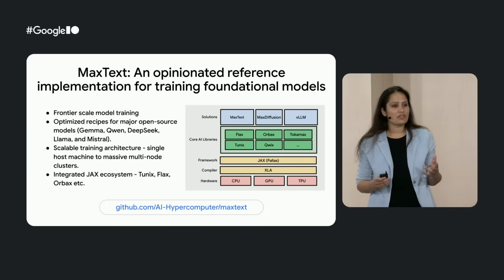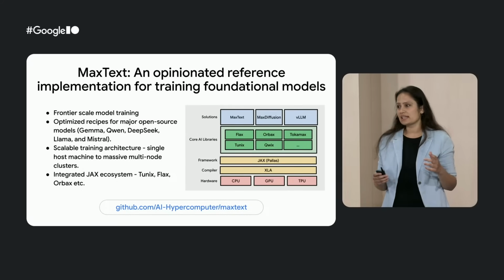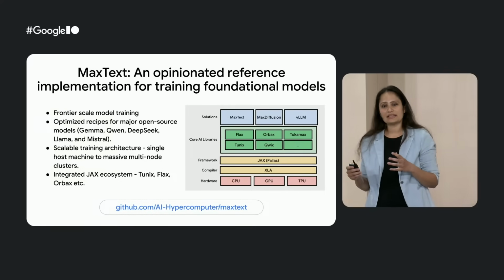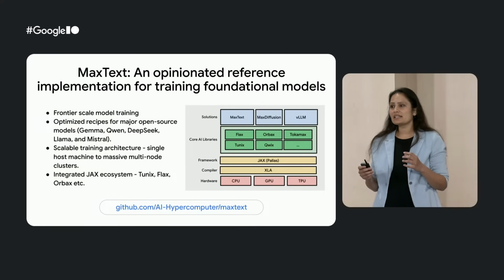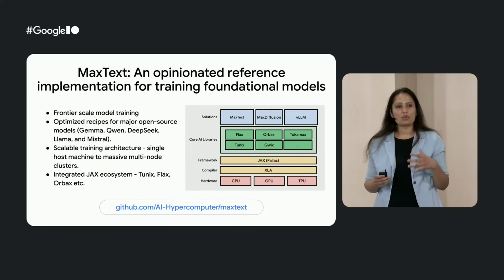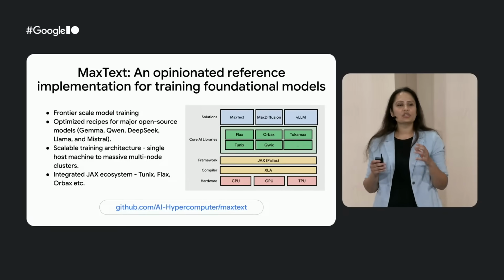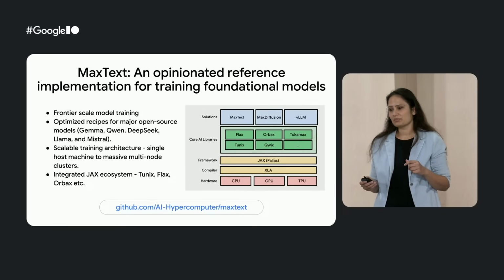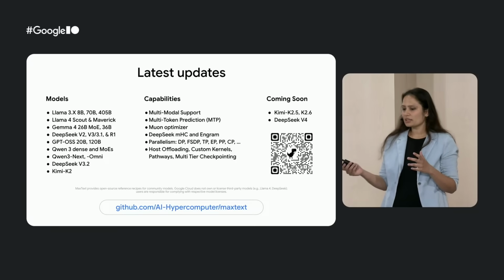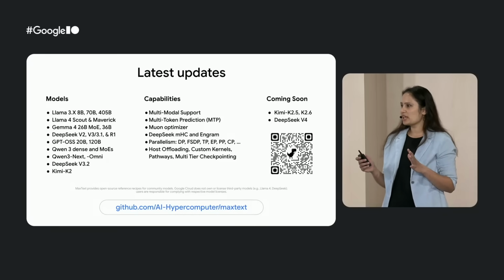MaxText encodes many of our hard-learned lessons in large-scale training into these battle-tested recipes. So the idea is to make large-scale training much more reproducible, accessible, and just less infra-heavy, so you can just focus on model development. We talked about some of these updates a little bit just now.